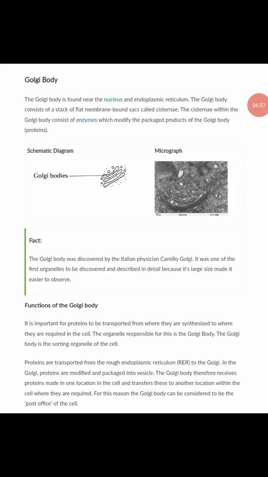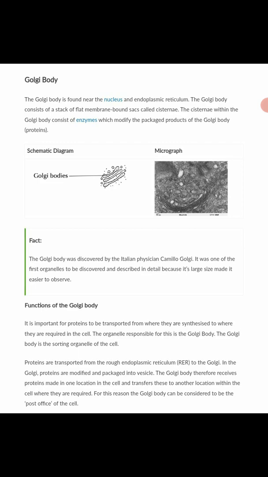So next we're looking at the Golgi body. The Golgi body is found near the nucleus and endoplasmic reticulum. I think in the first diagram I gave all that on the first slide. If you have access to a cell diagram, you see all this there. I think I dropped the diagram in the previous classes.